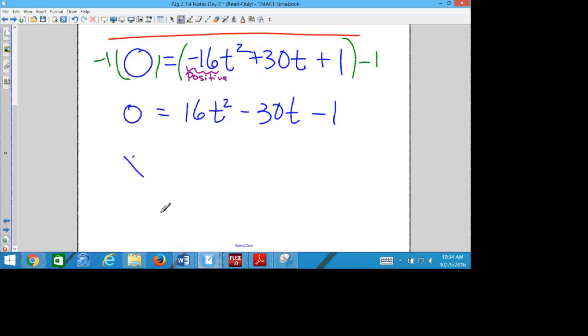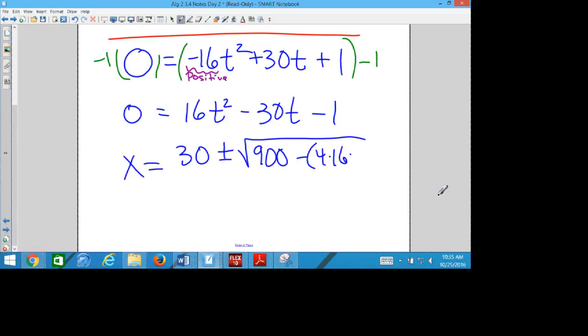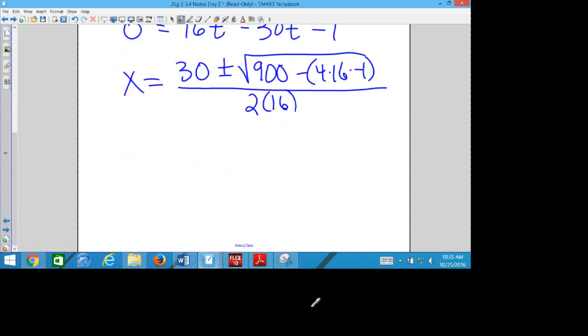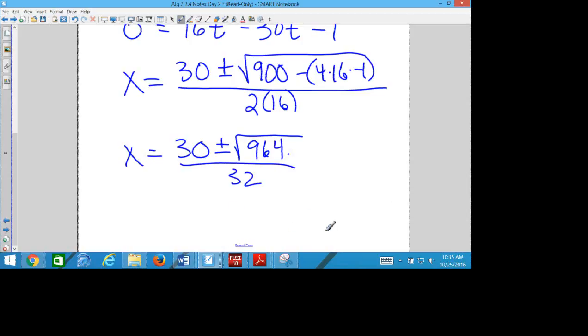So x equals opposite b plus or minus square root of b squared minus 4ac, all over 2a. I'm going to simplify it just a little bit, and then I'm going to stop and think about it. This is a real life example.